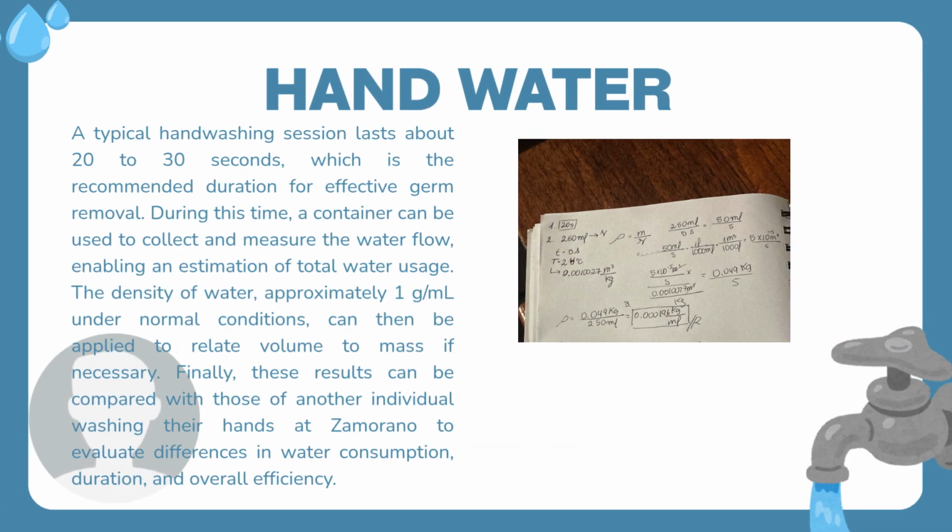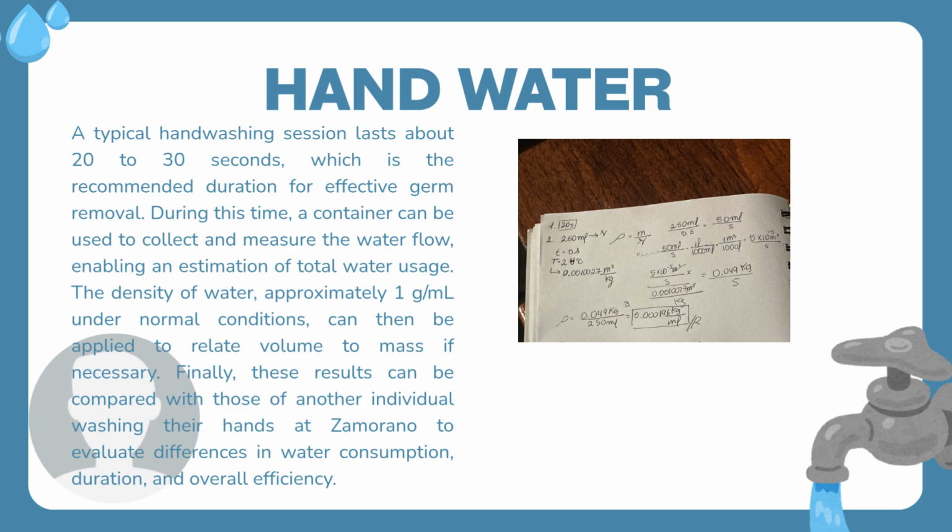In the first phase of the laboratory, we wanted to see how much water is used per minute in a typical hand washing session on a water hose in Zamorano. We investigated, and it is recommended that a hand washing session lasts about 20 to 30 seconds for it to be effective. But in Zamorano, we have hoses which we push and which automatically release water for an estimated time of 5 seconds.